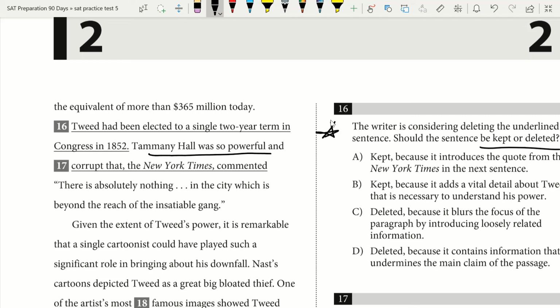We have Tammany Hall was so powerful and corrupt that the New York Times commented, and I have to get rid of both those commas because they're both unnecessary. Okay, whenever we have the word that, I talked about this I think 2 days ago, whenever we have the word that, we do not want a comma after it. And there's also, if we have a subject and then a verb, we don't want to split those with a comma either. Okay, subject, New York Times, verb, commented, we don't want a comma there either. So let's get rid of that. So we want nothing as far as punctuation there.